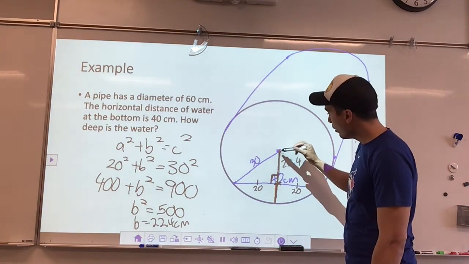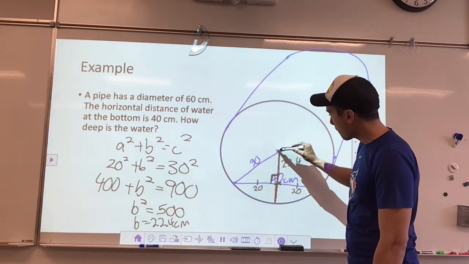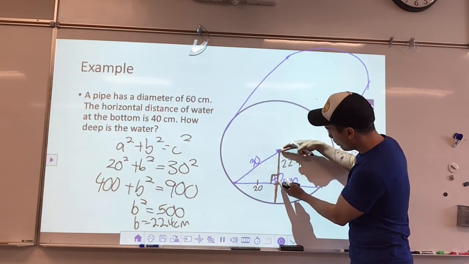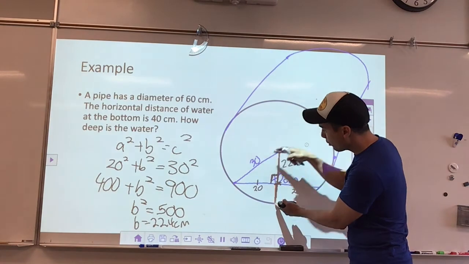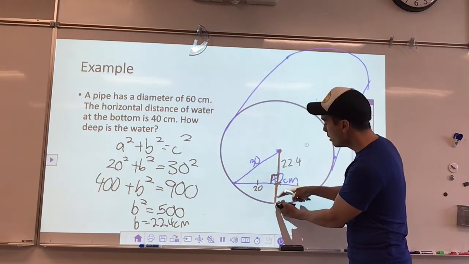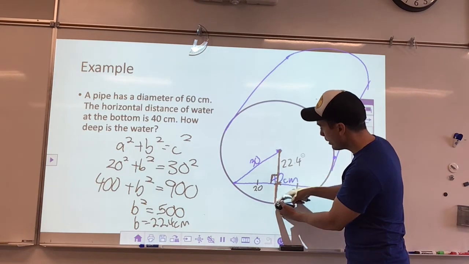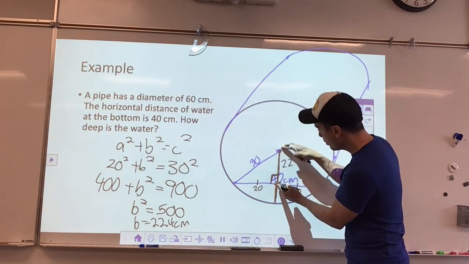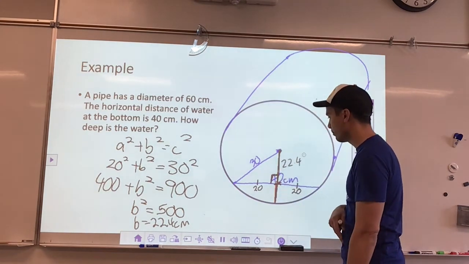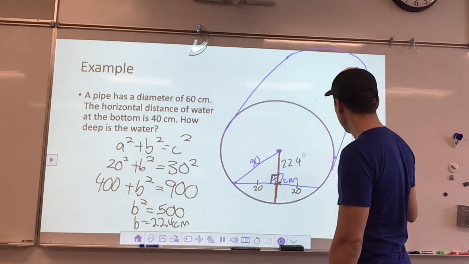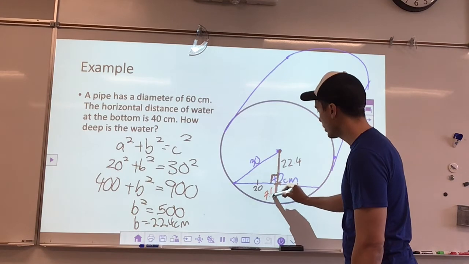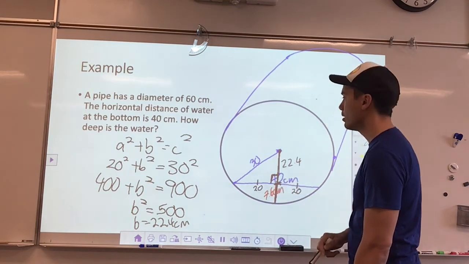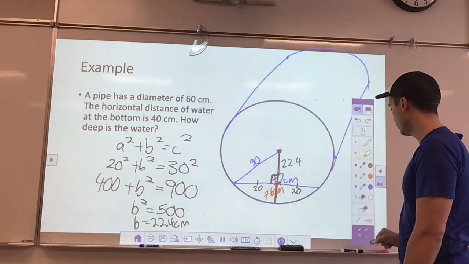But I know that this is also a radius. This portion here is 22.4, but if I went from the center all the way to the edge, that's another 30. That's just another radius. So I can find the depth of the water by going 30, take away this 22.4, and I'll get that, which is going to be 7.6 cm. That is the depth of my water.